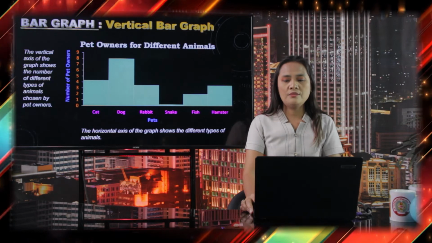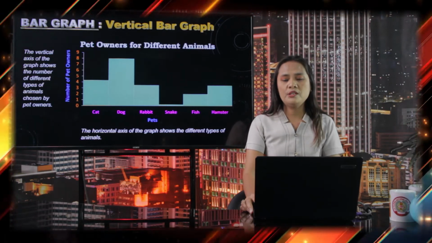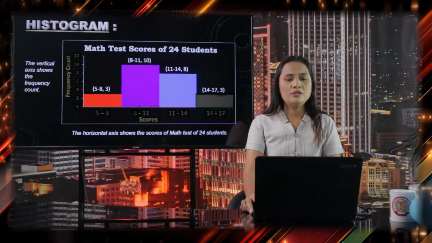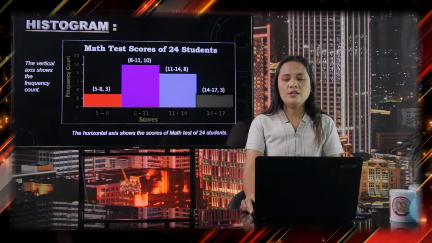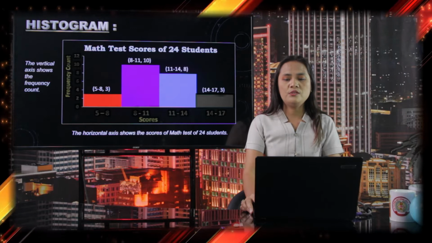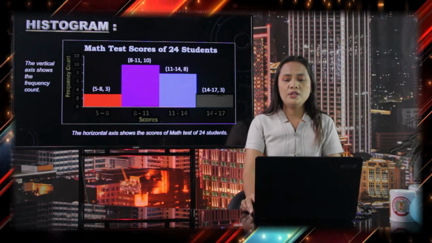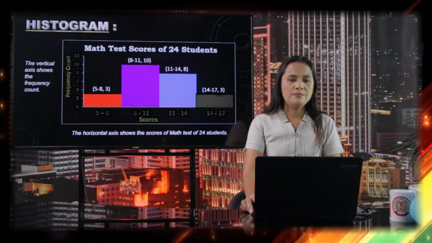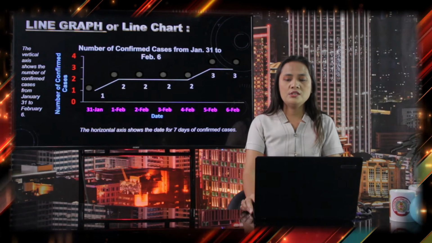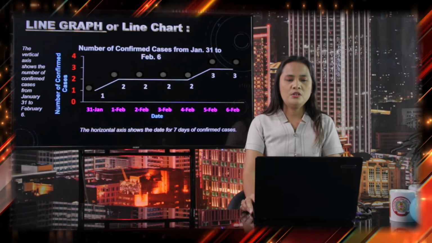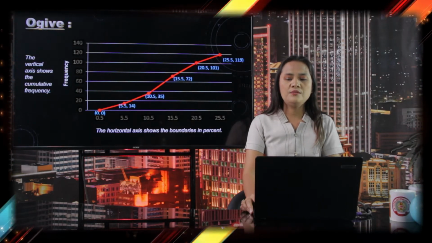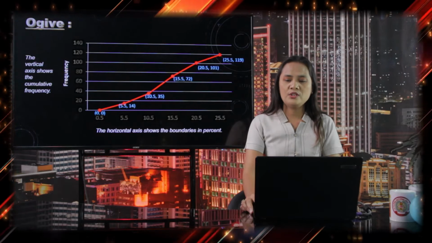Second, the bar graph. The bar graph is the most appropriate for comparing data taken at a particular time. Third, histogram. The histogram is a diagram consisting of rectangles whose area is proportional to the frequency of variable whose width is equal to the class interval. Fourth, we have line graph. Line graph shows changes or trends over a period of time. Last, we have ogive. Ogive is a cumulative frequency graph. And that's all for the graph.